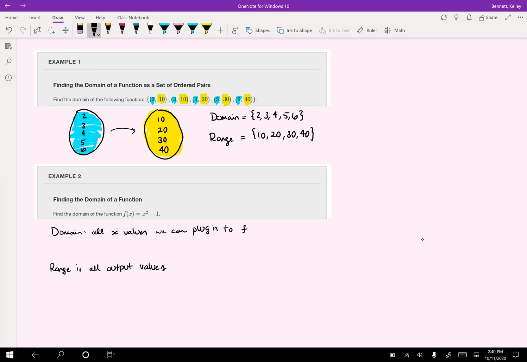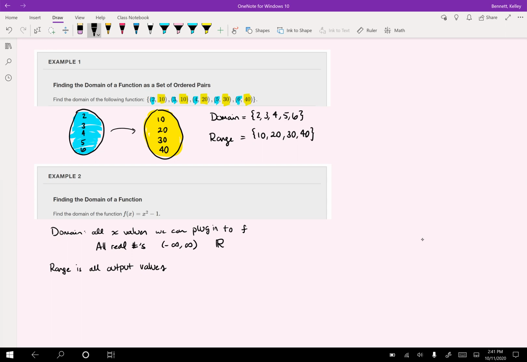So as far as values that I can plug into f, I can plug in any real value, because for any real number, I can always square it and I can always subtract one. So this is going to be all real numbers. And we can denote all real numbers in interval notation as negative infinity to infinity, or I can write blackboard boldface R, which is a type of typeset.